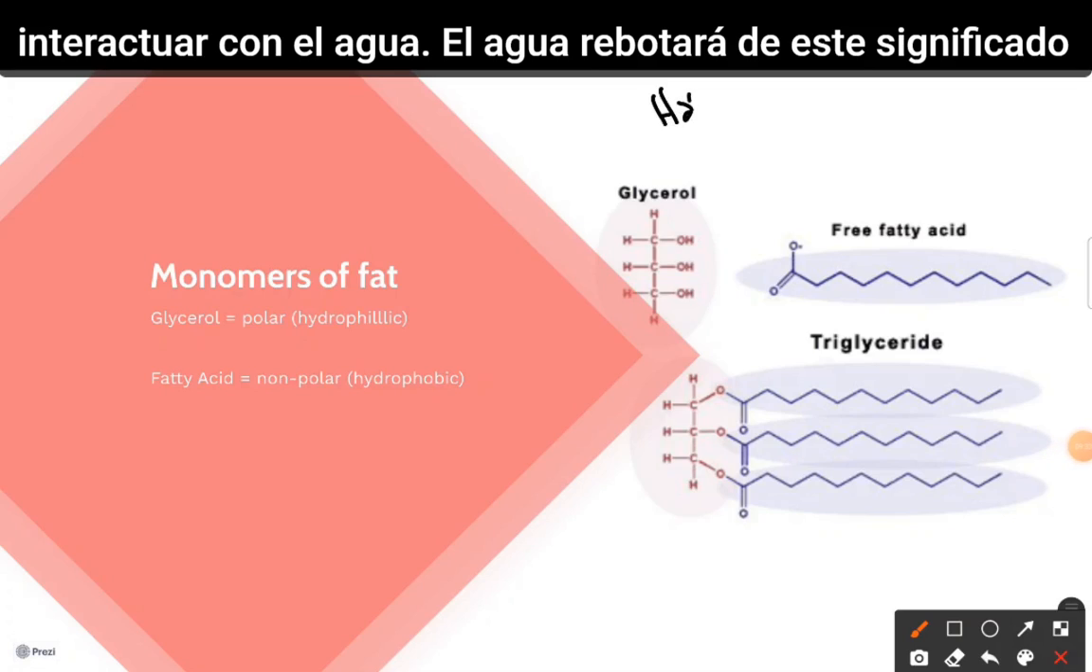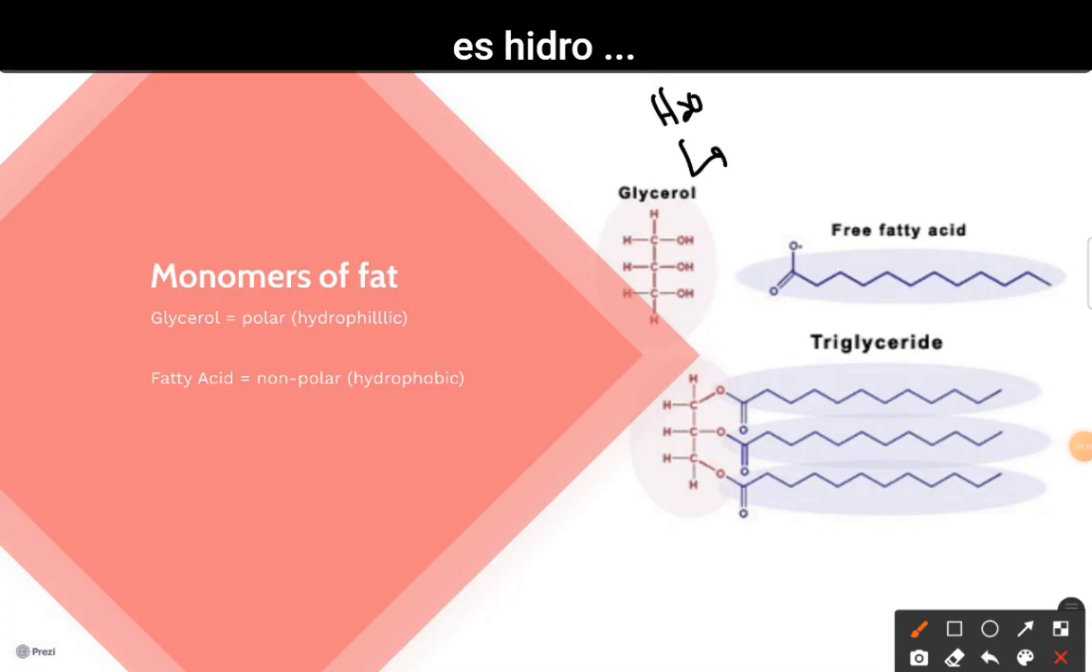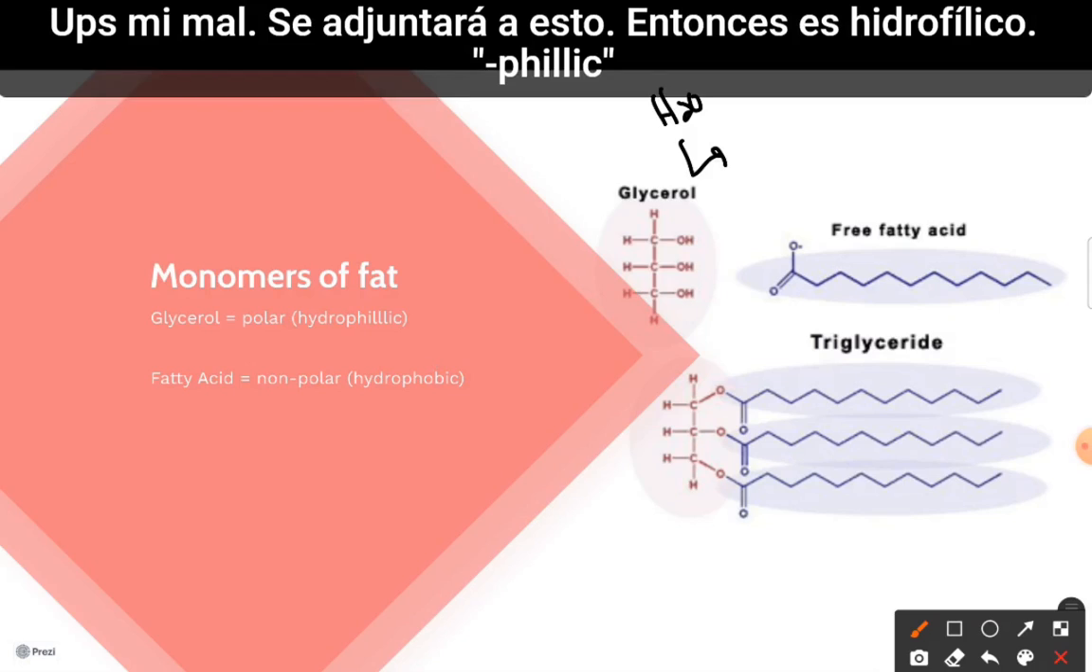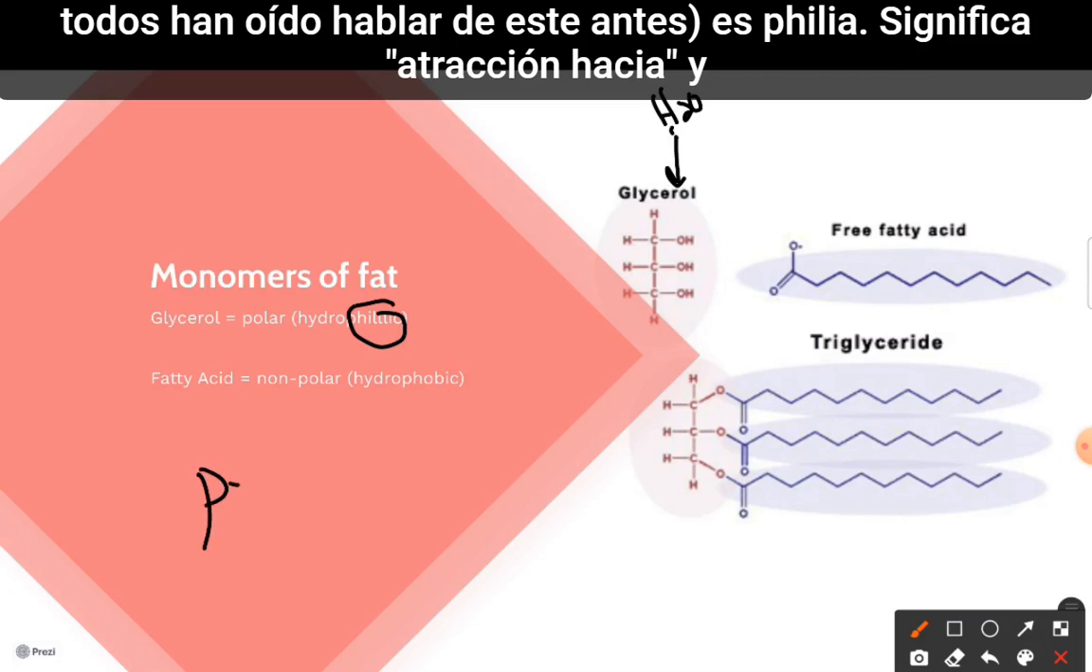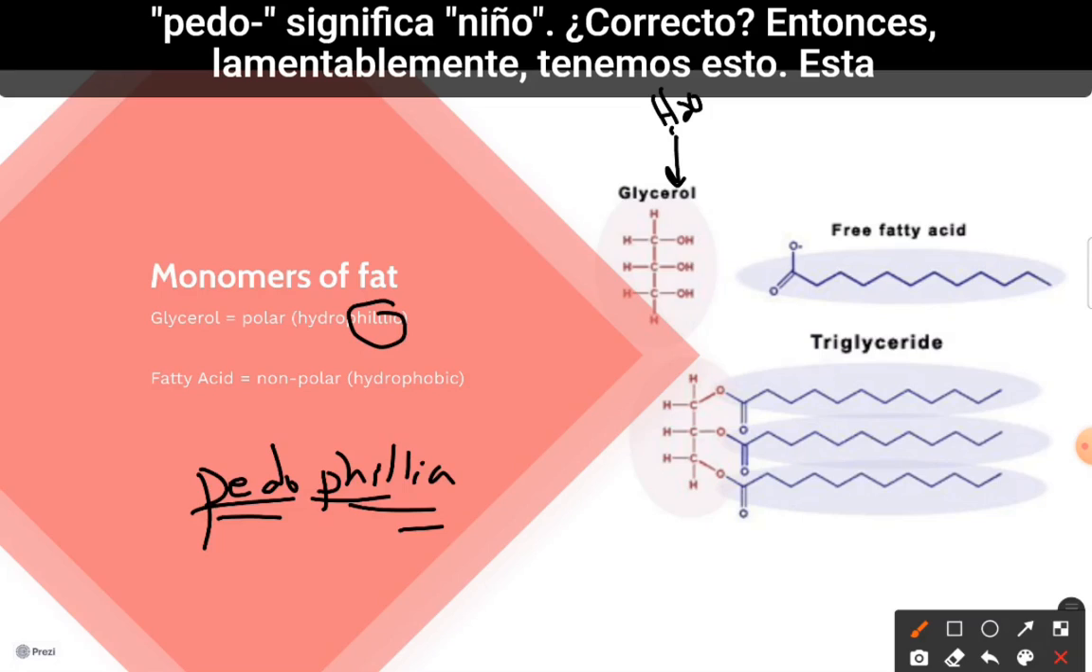So glycerol then is not going to interact with water. Water will bounce right off of this, meaning it is... It will attach to this. So it is hydrophilic. Philic means to love, right? Best example I can think of, we've all heard of this one before. Philia means attraction to, and pedo means child, right?